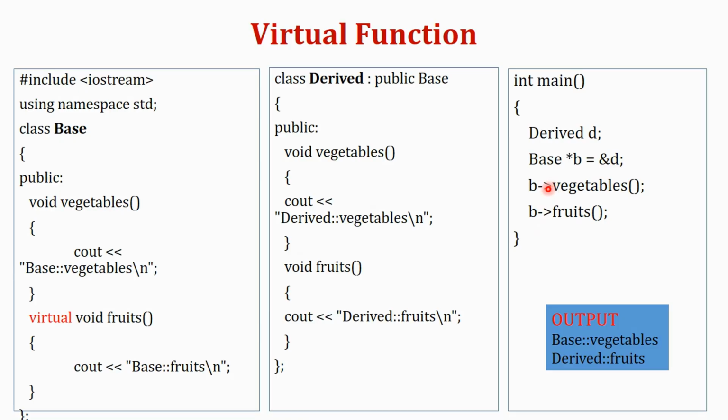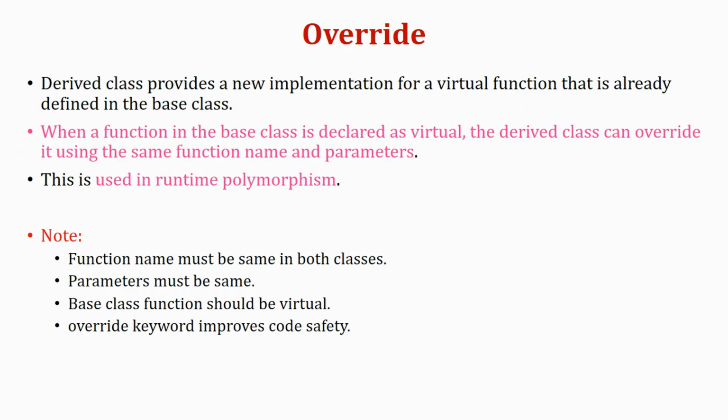Actually, previously we used only the dot operator. Here we are using the arrow operator. While using the pointer variable, we use this operator. Then we are going to access the function here. And the next one is the override concept.